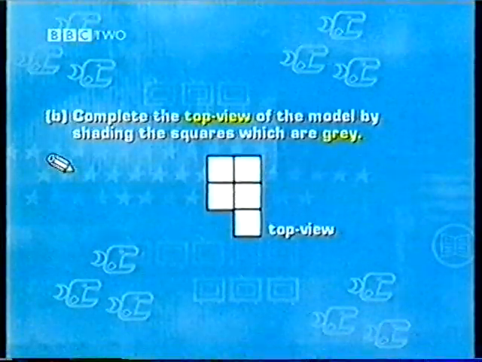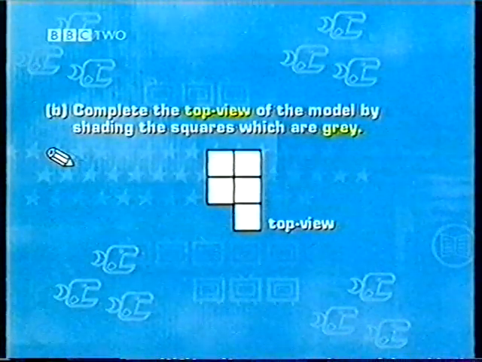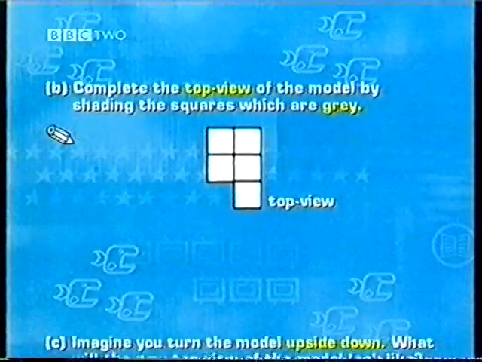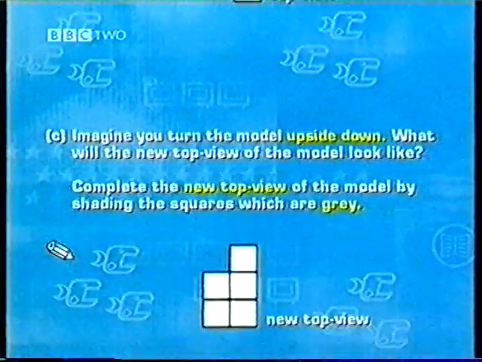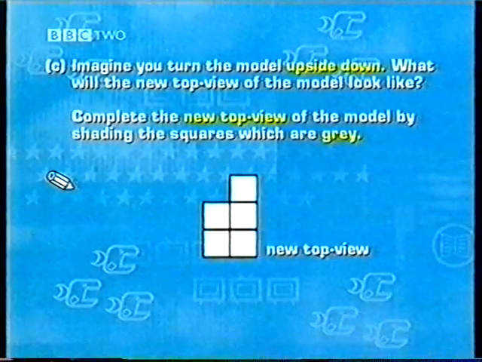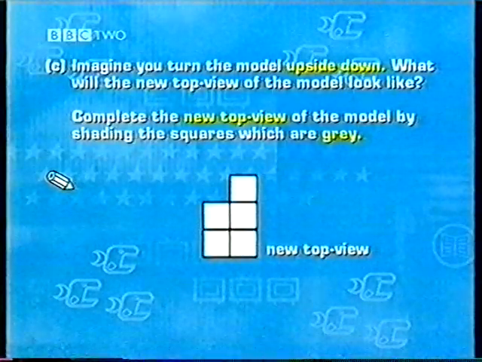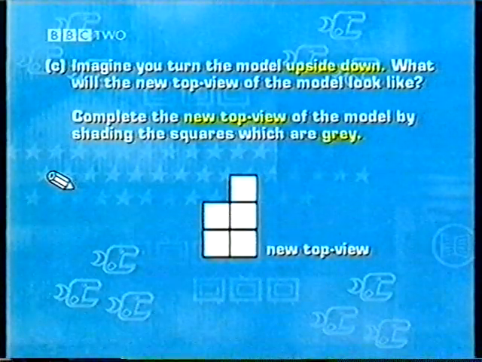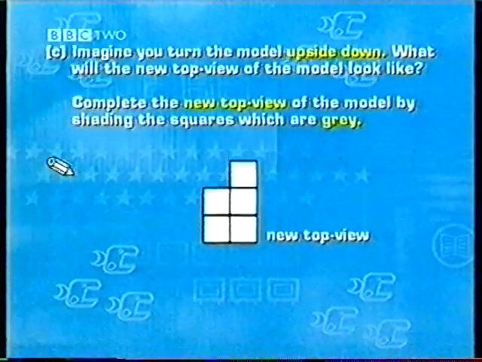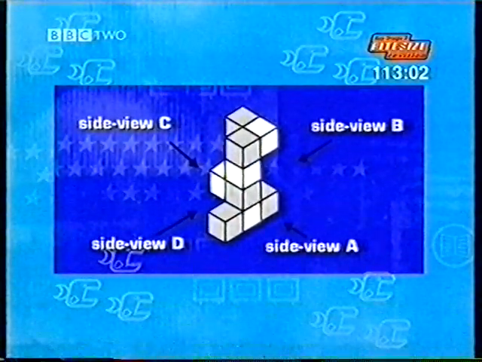Part B. Complete the top view of the model by shading the squares which are grey. And C. Imagine you turn the model upside down. What will the new top view of the model look like? Complete the new top view of the model by shading the squares which are grey. Pause the tape, look at the drawings carefully and decide which side view is which.